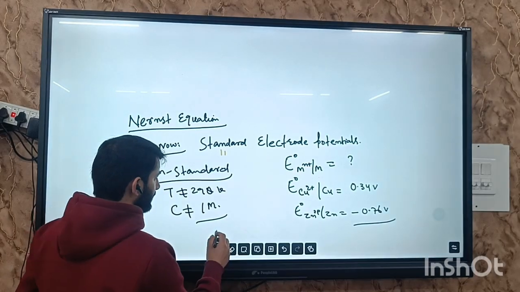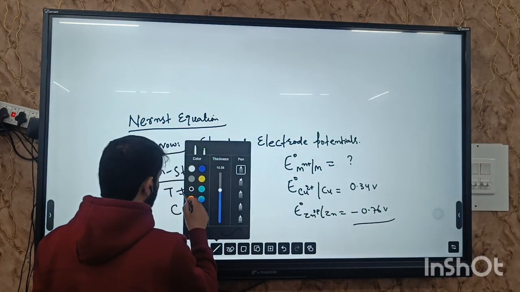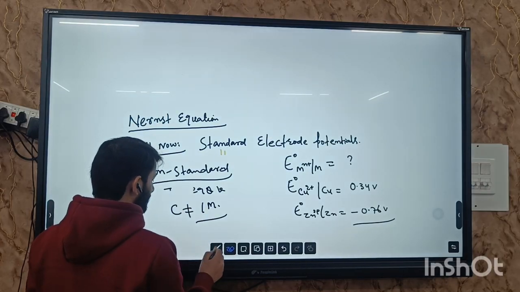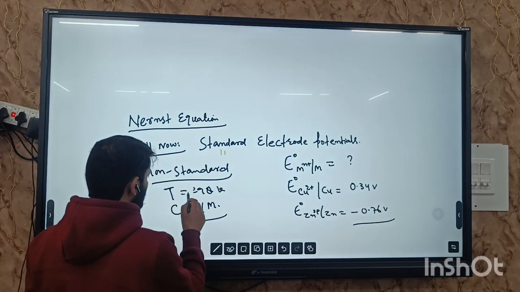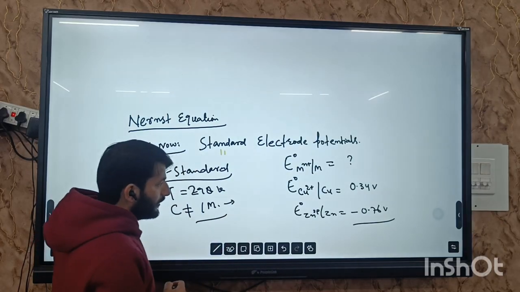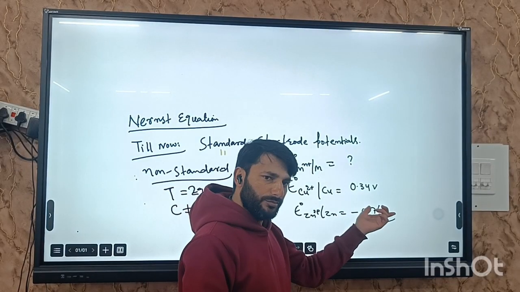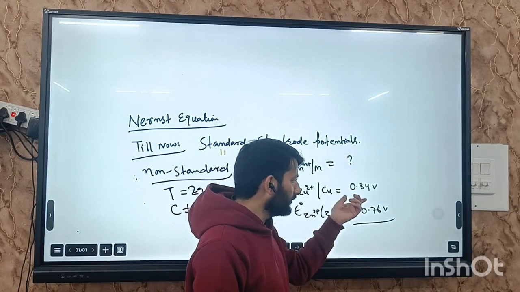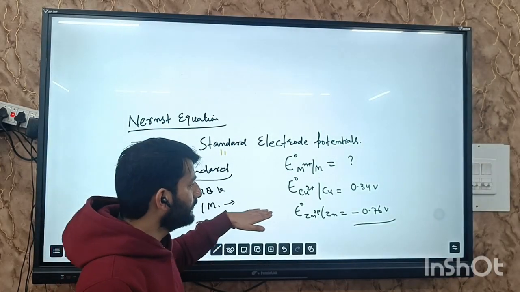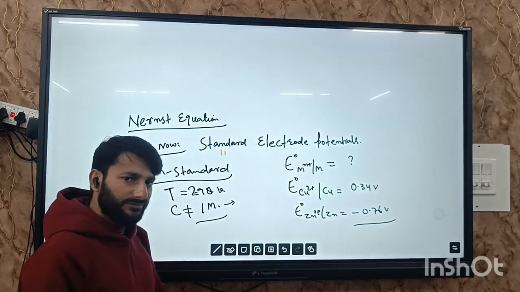For now, we will keep the temperature equal to 298 Kelvin, but the concentration we will vary. So therefore, there is a question. This is the electrode potential under the standard condition, that is, the concentration of the electrolyte is 1 molar. But when the concentration is not 1 molar, what will happen to this electrode potential? Will it be the same? No, then there will be some change.